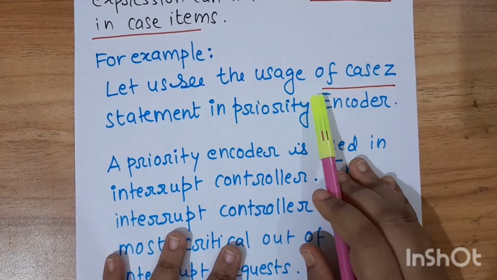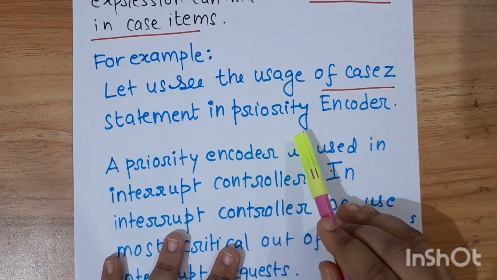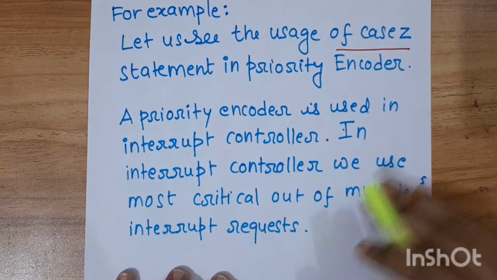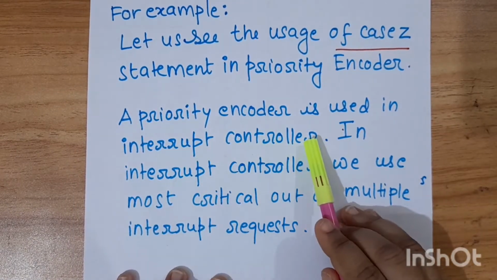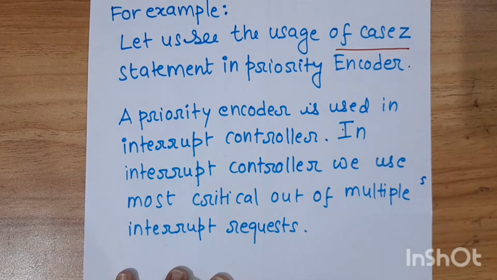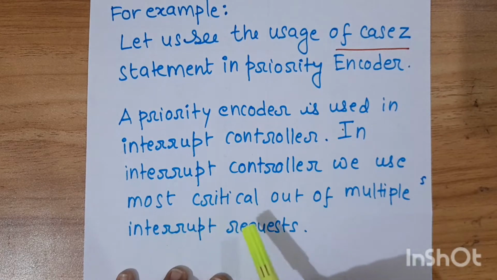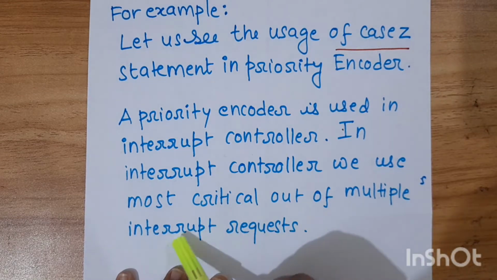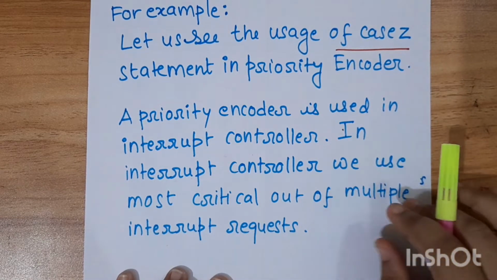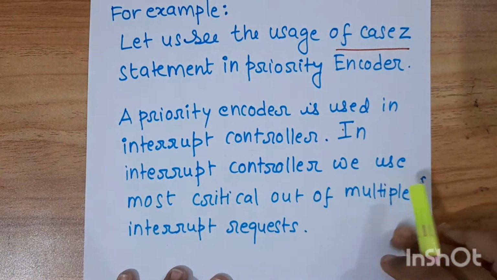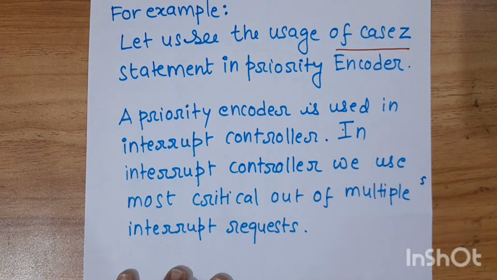Let us see the usage of the casez statement in a priority encoder. A priority encoder is used in the interrupt controller. In the interrupt controller, we pick the most critical one out of multiple interrupt requests. So we have multiple interrupt requests, and depending upon the priority, the most critical one would be picked up by the processor.